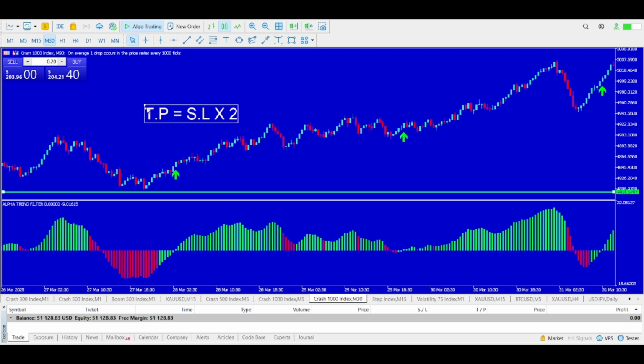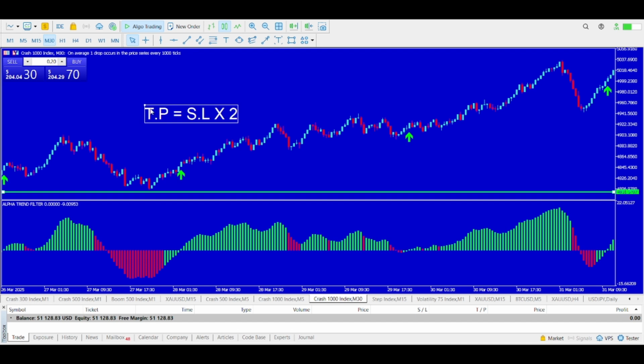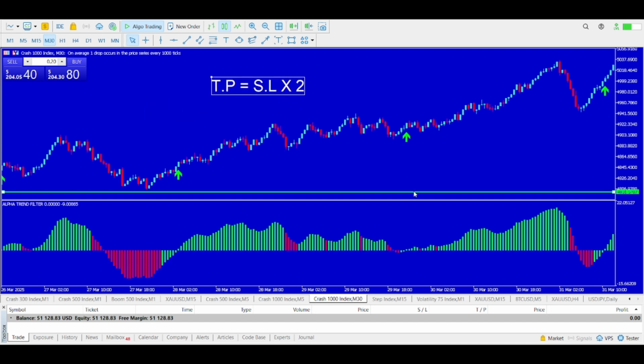Okay, so what I'm trying to say here is this: the TP is going to be equal to the size of the SL multiplied by 2. So that's how you get your TP. As time goes, you can increase this to times 3, times 4, because you'll see with the examples that I'm going to give you that there will be an opportunity to increase more profits. Okay, as simple as that.